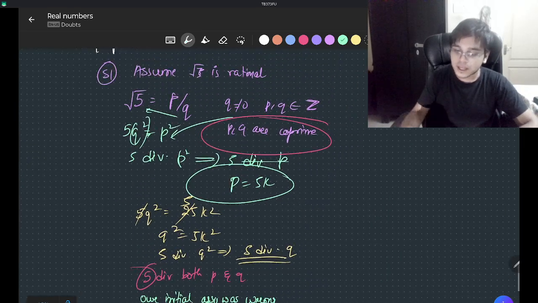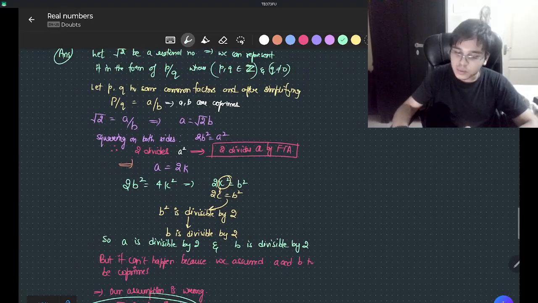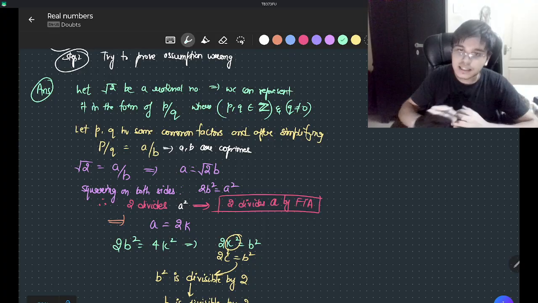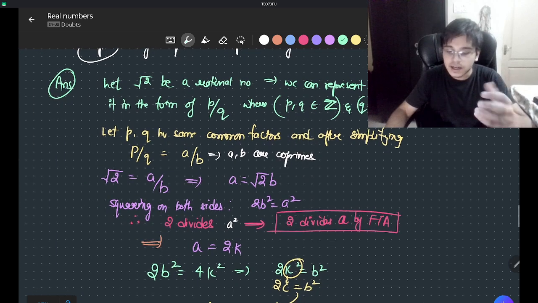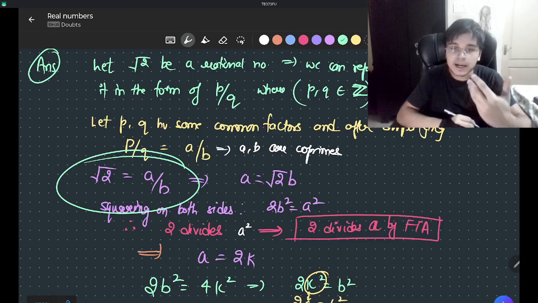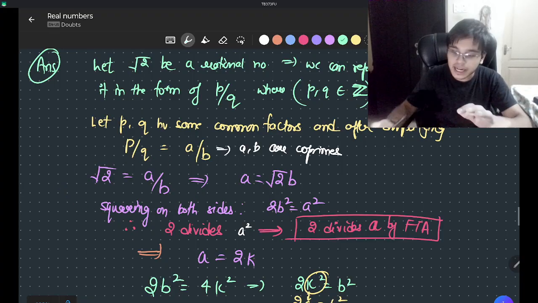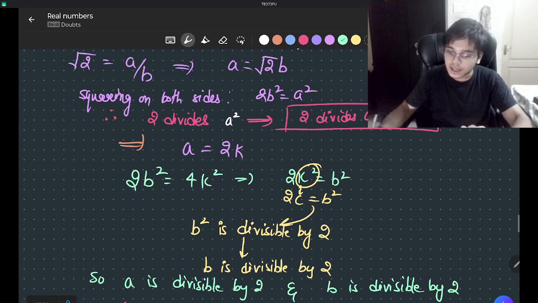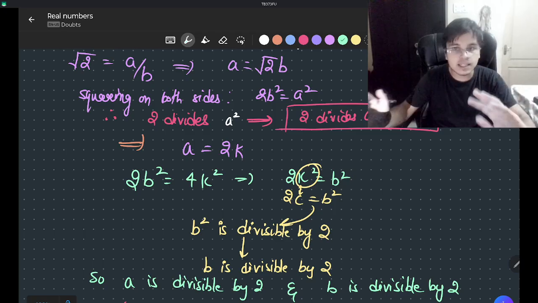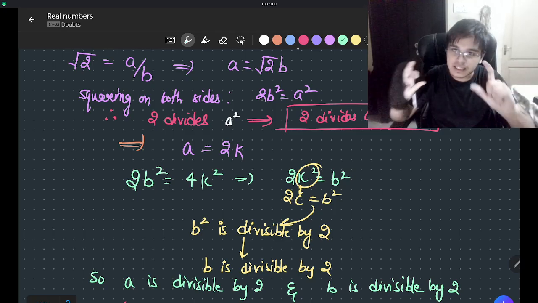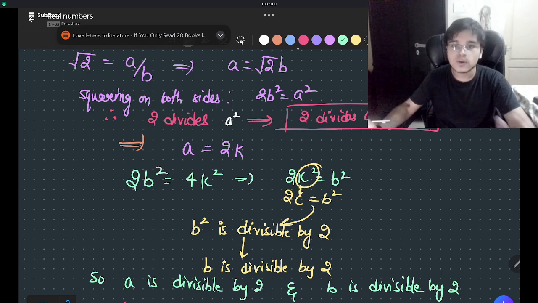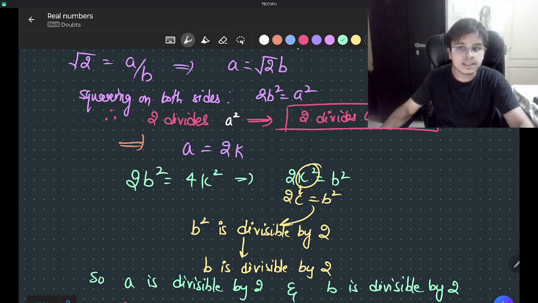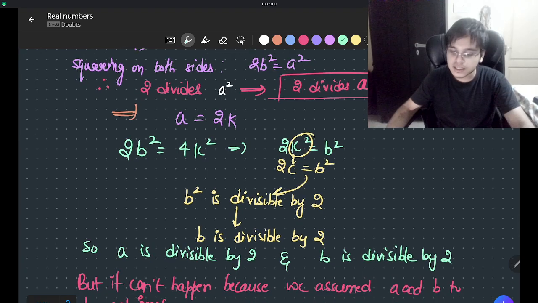This is the proof. For example, if you are asked to prove root 2 is a rational or irrational number, it has the exact same procedure. Assume it to be rational, write in the form of a by b or p by q, cross multiply, square on both sides, show that there is a common factor other than 1, then it means our initial assumption was wrong and p and q are not co-primes, and therefore root 2, root 3, root 7, root 5 is an irrational number. So there are a couple more categories, types of this question.